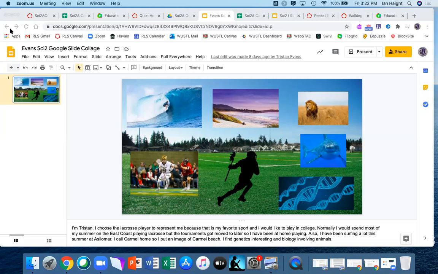Two pictures of animals because I like animal science. I think animal science is really cool. And I like genes and genetics. Nice. Yeah, animal science is zoology. That's what you're into. Great.